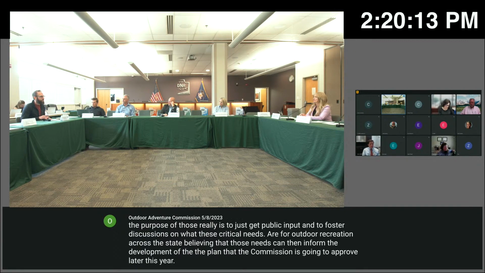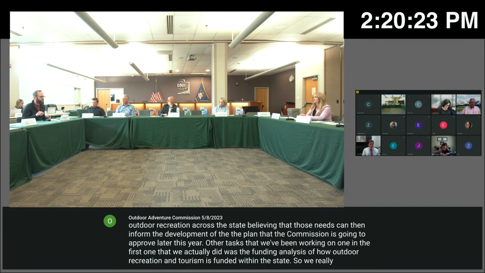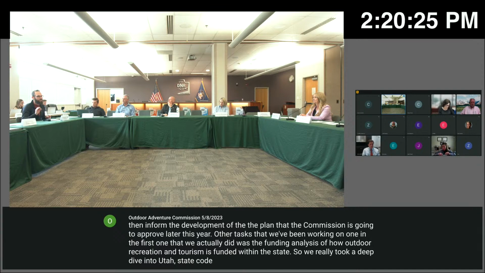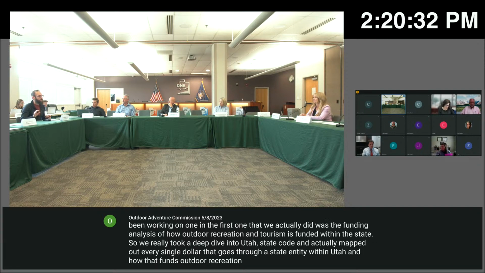Other tasks that we've been working on, and the first one that we actually did was a funding analysis of how outdoor recreation and tourism is funded within the state. So we really took a deep dive into Utah State Code and actually mapped out every single dollar that goes through a state entity within Utah and how that funds outdoor recreation and tourism in one way or the other.